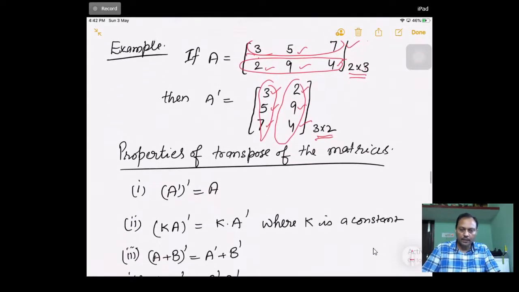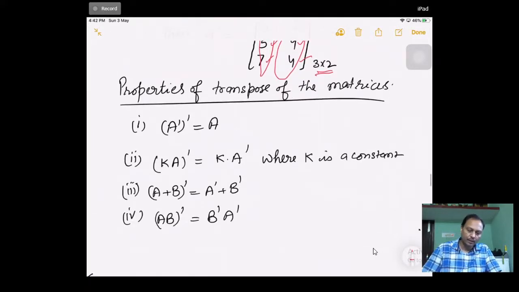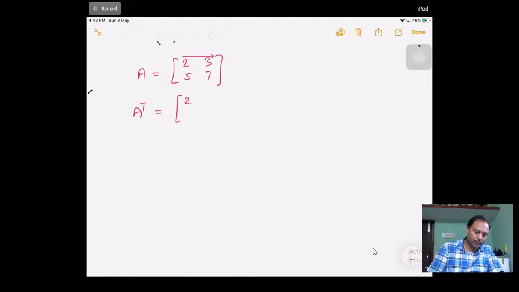Now some properties of the transpose of a matrix. The transpose of a transpose matrix: if we find the transpose of a transpose matrix, then we will get the same matrix once again. We can see this with the help of an example. Matrix A is 2, 3, 5, 7. The transpose of this matrix is, this is the first row, so it will be here in the first column. The second row will be here in the second column. So this is the transpose of matrix A.